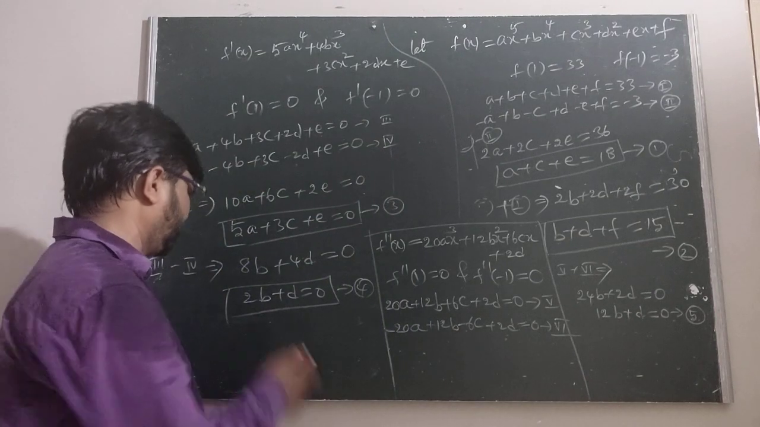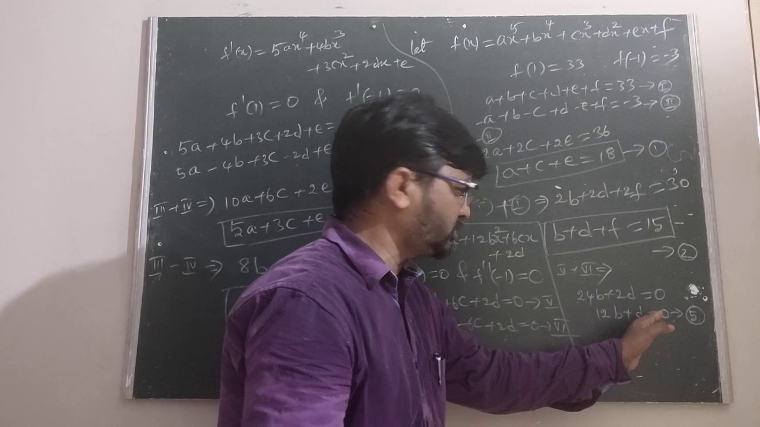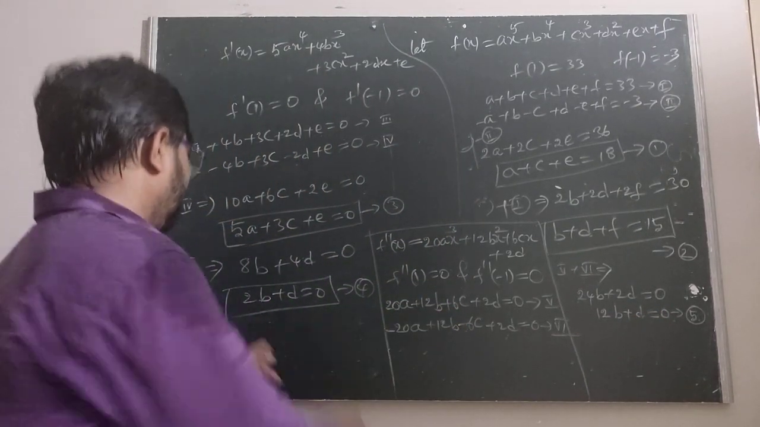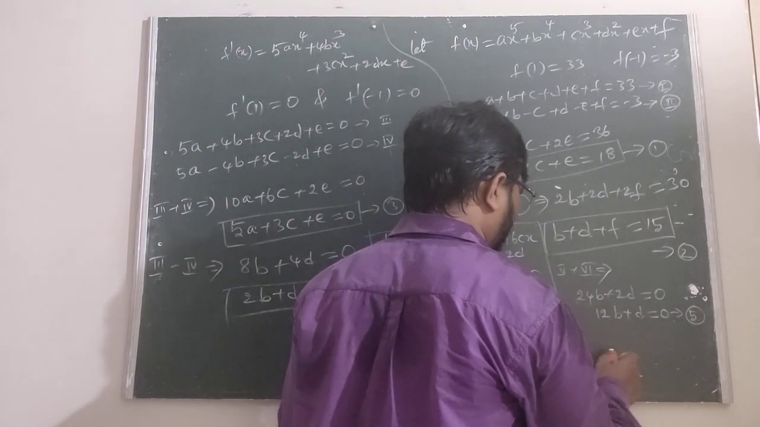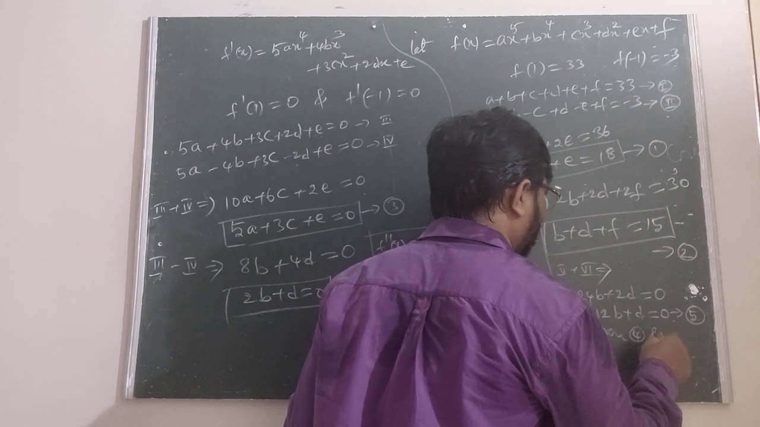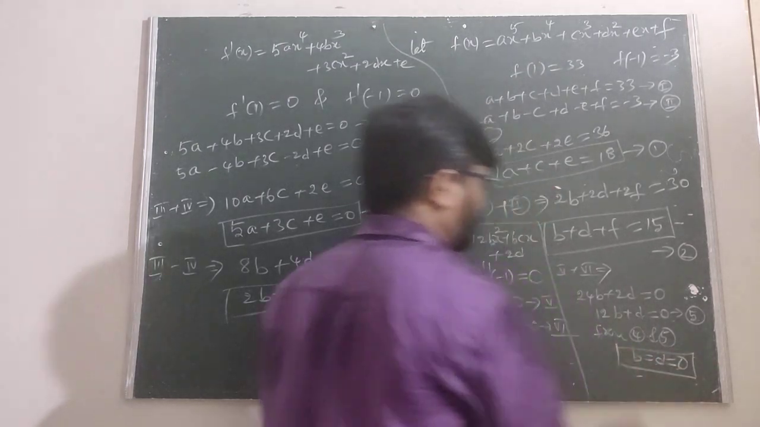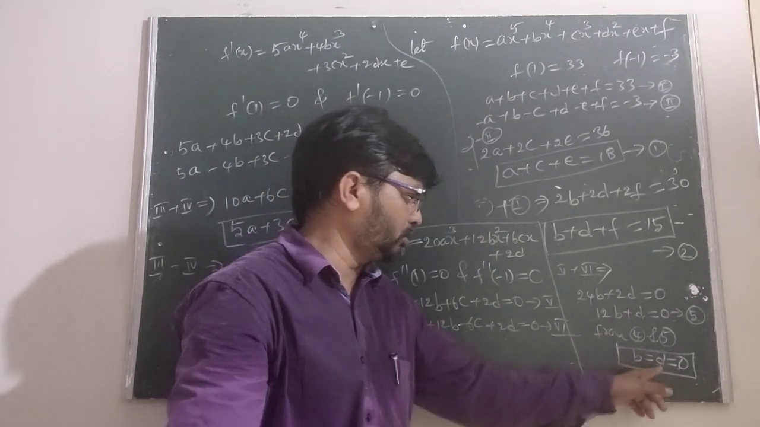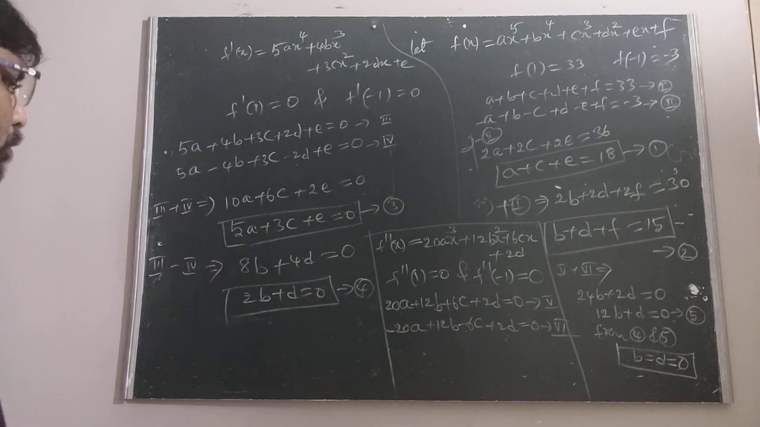What is the simple thinking? This equation does not contain a constant, and the other equation does not contain a constant either. If any two equations are passing through the origin, that means b and d are 0. Therefore, from 4 and 5, we got the values b and d both 0.